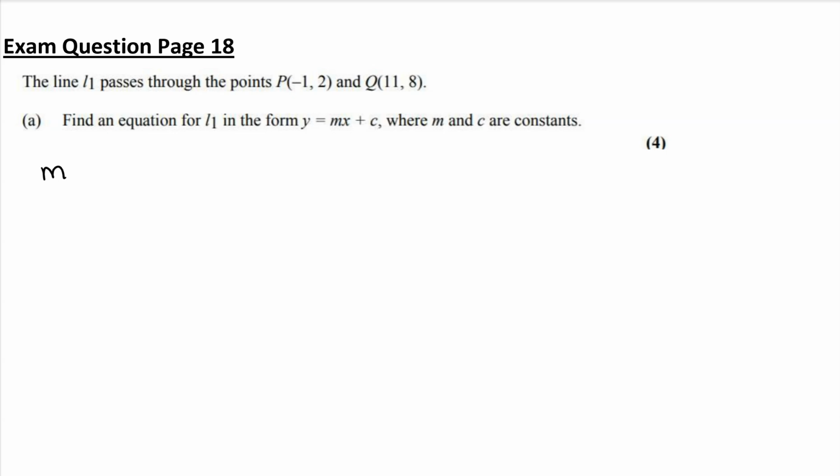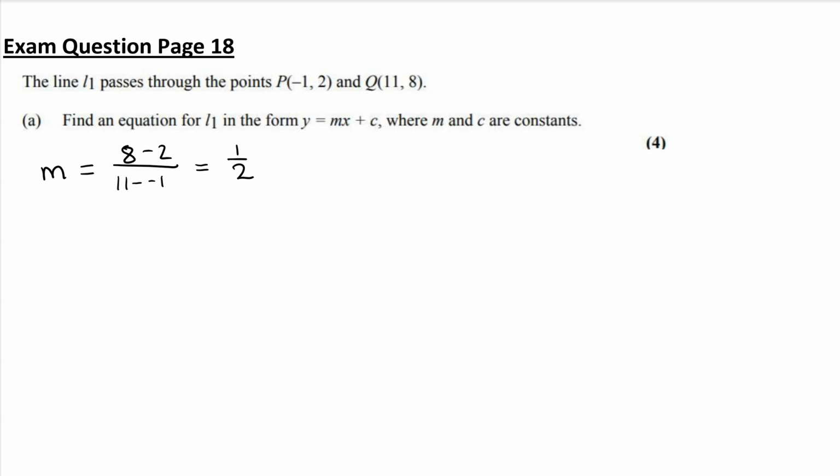So I'm going to start by finding the gradient. Remember, your formula for the gradient is y2 minus y1 on top, so 8 minus 2. And I do x2 minus x1 on the denominator, so 11 minus minus 1. So this is just 6 over 12, which just simplifies down to a half.